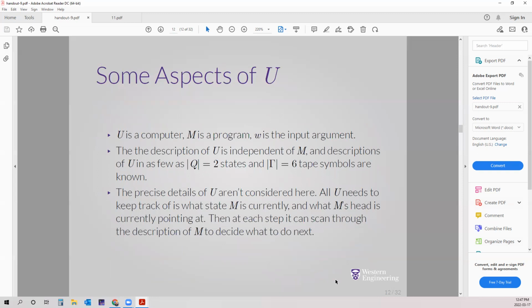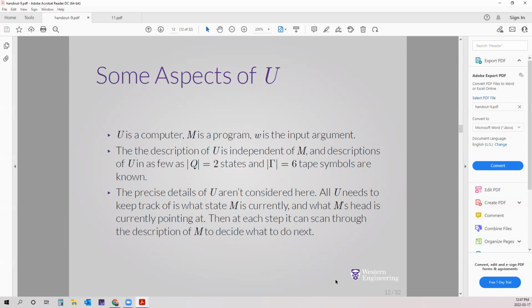Some aspects of the universal Turing machine. U is a computer, M is a program, and W is the input argument. The description of U is independent of M. So the description of the computer is independent of M. M is a program that should be run on that computer using an input string W. This is the scenario.